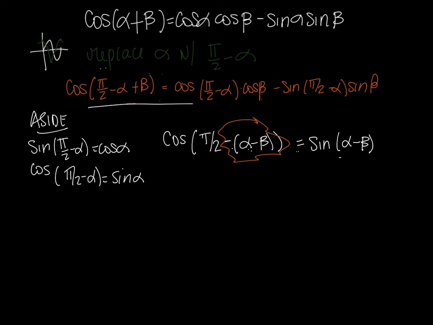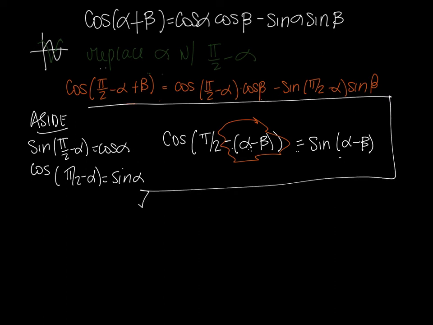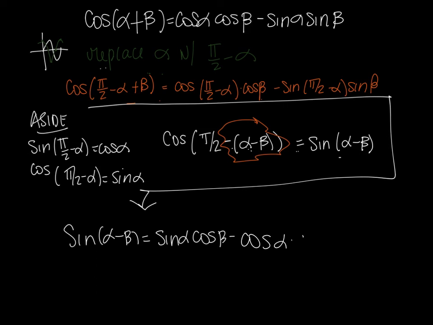So if we go back up to this statement, we see that the sine of alpha minus beta is equal to the sine of alpha times the cosine of beta minus the cosine of alpha times the sine of beta.